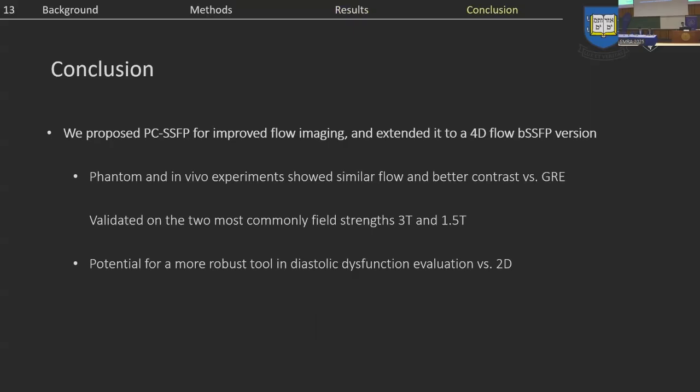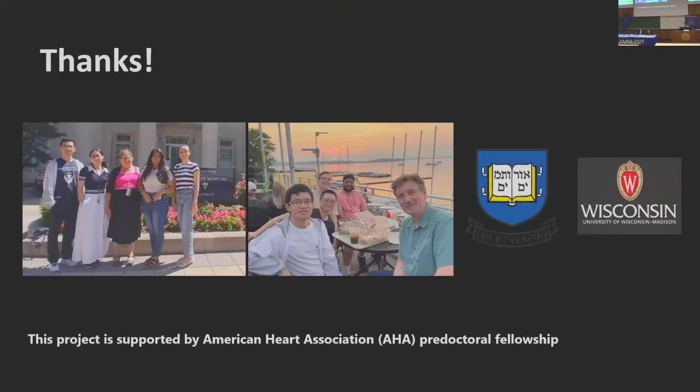So in conclusion, we proposed 2D phase contrast BSSP first, and then we extended that to a 4D flow version, and we validated this method at the two most commonly used field strengths, 3 Tesla and 1.5 Tesla, both in phantom and in vivo experiments, showing similar flow velocity and volume measurement, and much better contrast versus the 4D flow GRE, showing its potential as a more robust tool in diastolic function evaluation versus 2D.